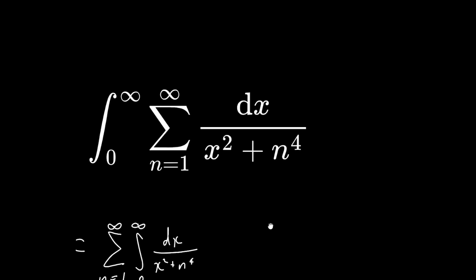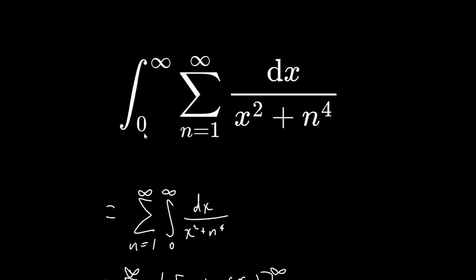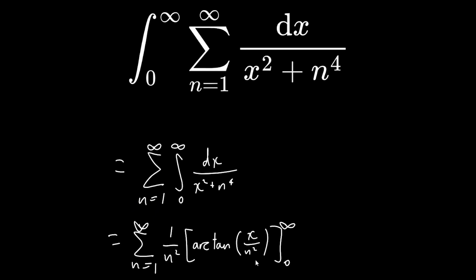So start off by swapping the sum and the integral. The sum from n equals 1 to infinity times the integral between 0 and infinity of 1 over x squared plus n to the 4. We can just write this as arctan x over n squared, with 1 over n squared out the front.